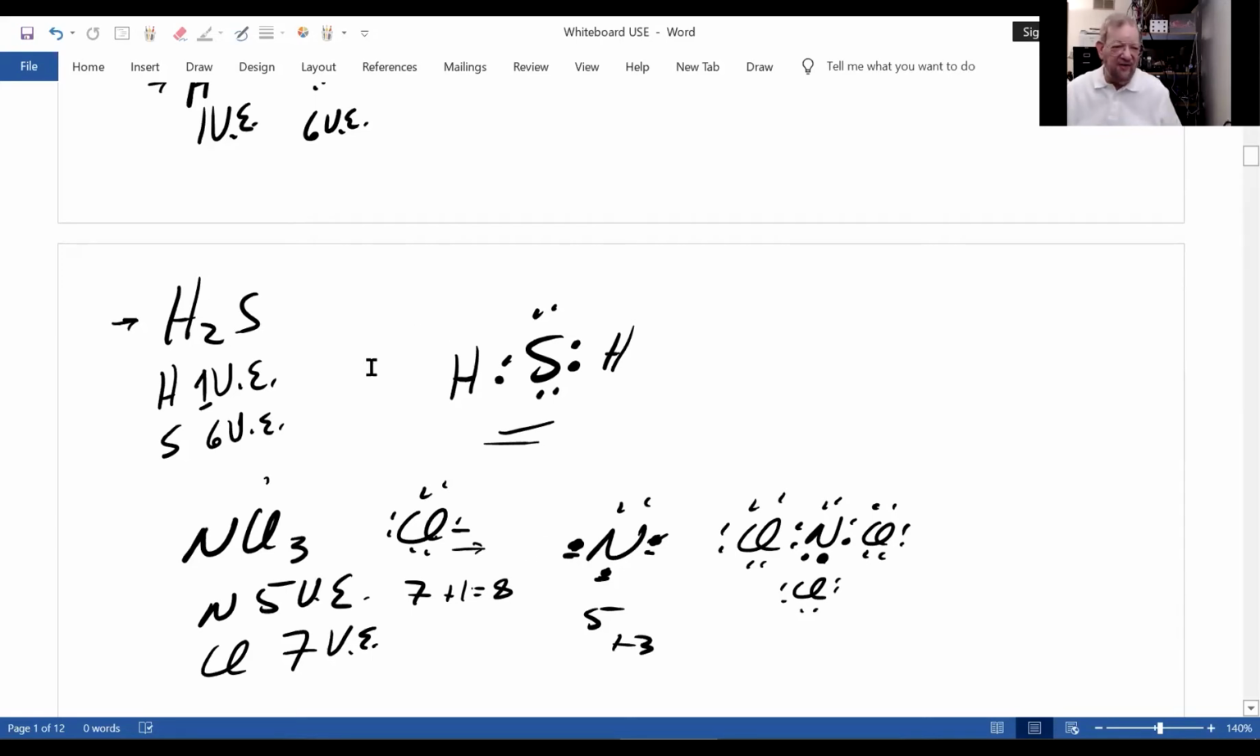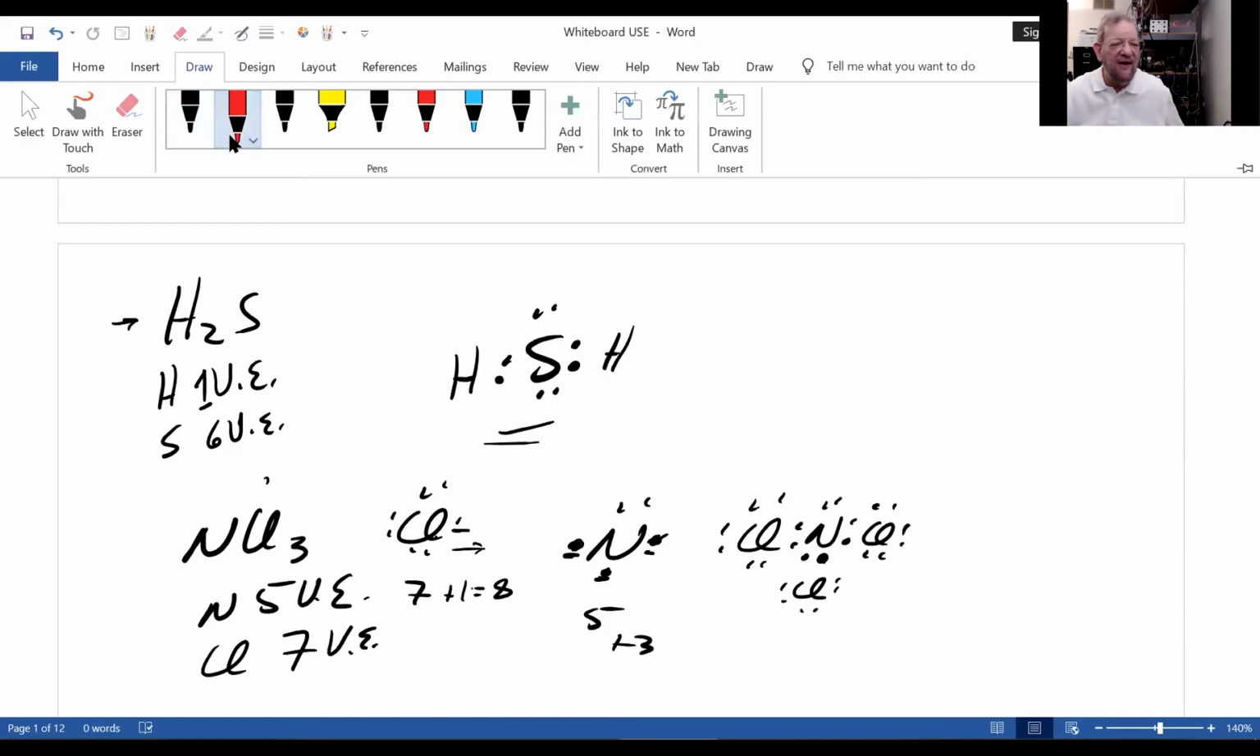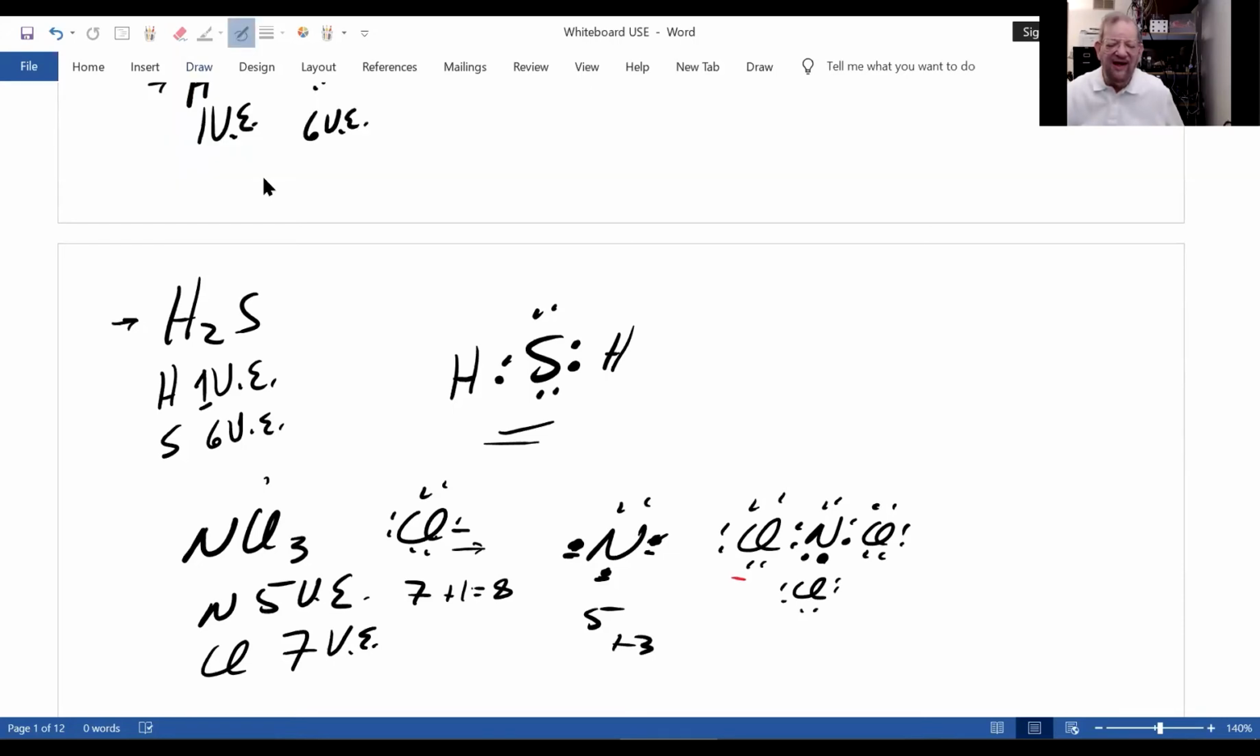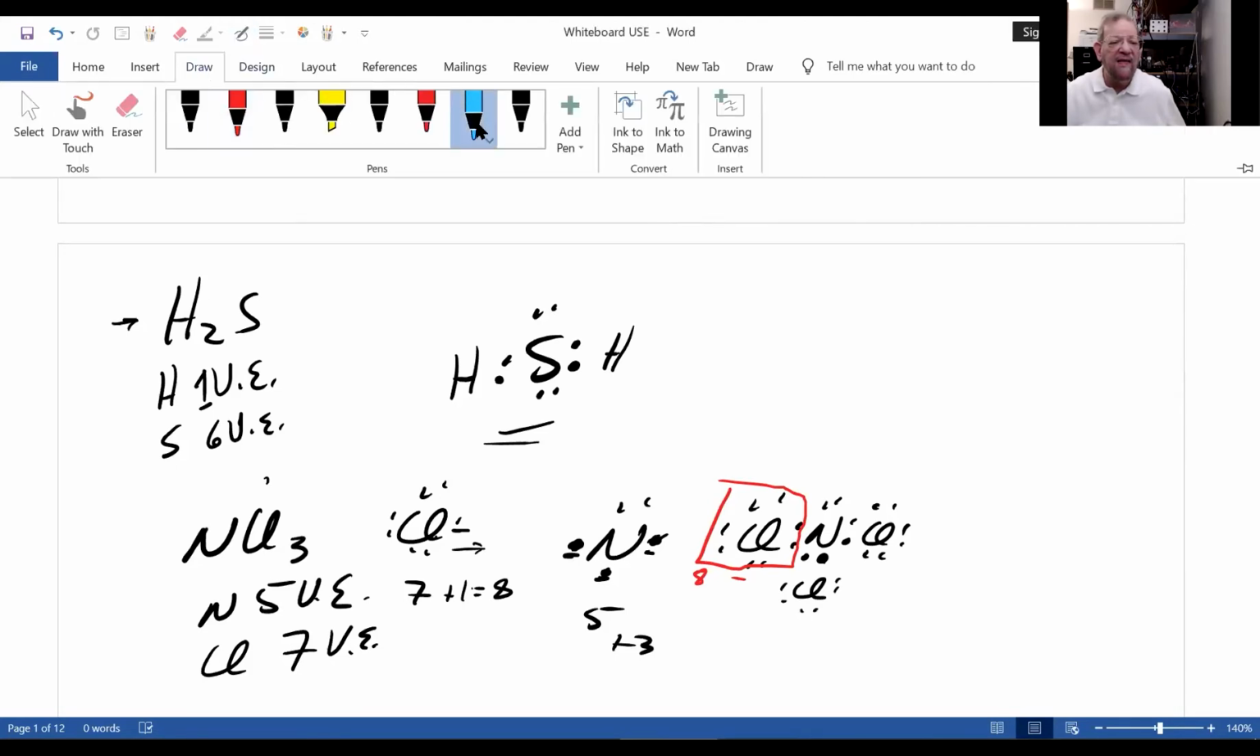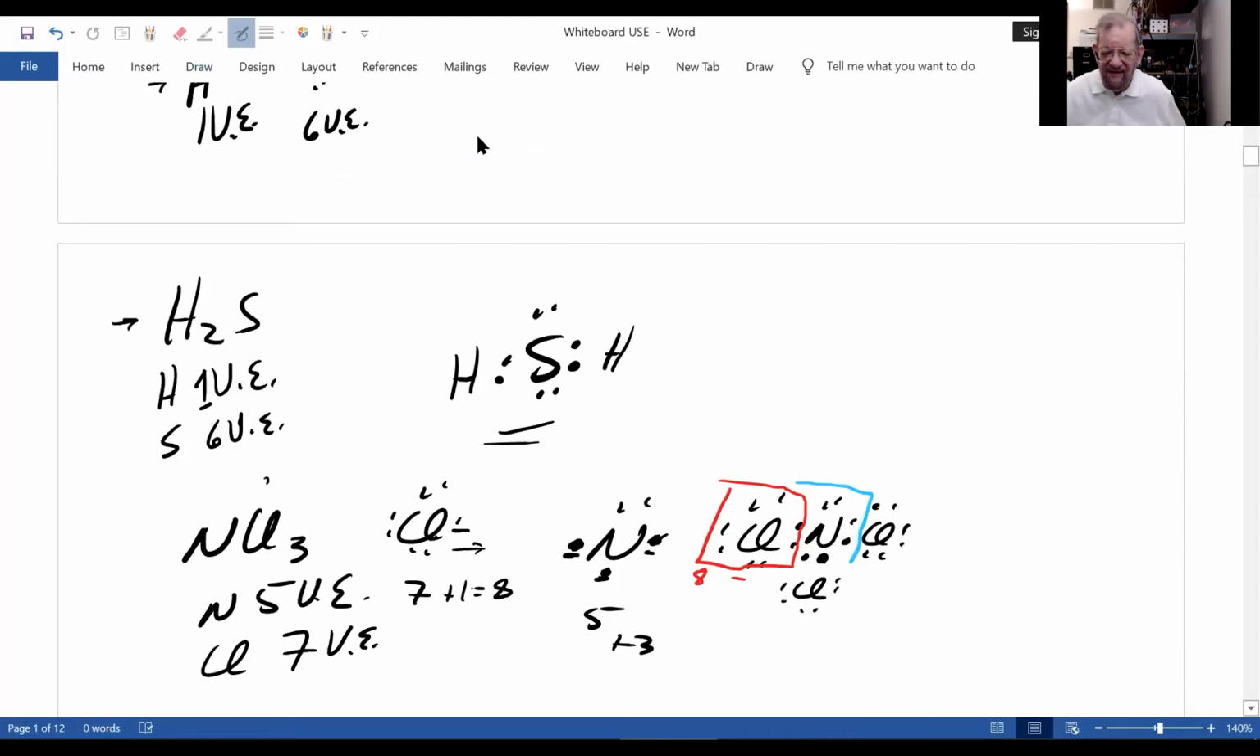Right. And what I should have done, and I'll do now, is if we look at this chlorine, how many electrons shared and non-bonding does it have? If you count the dots, it's 8. It's got its octet. Now, if we look at the other chlorines, it would be the same. If we look at nitrogen, how many electrons non-bonding and shared does it have? If you look in the blue box, you'll see 1, 2, 3, 4, 5, 6, 7, 8. And so its octet is full.